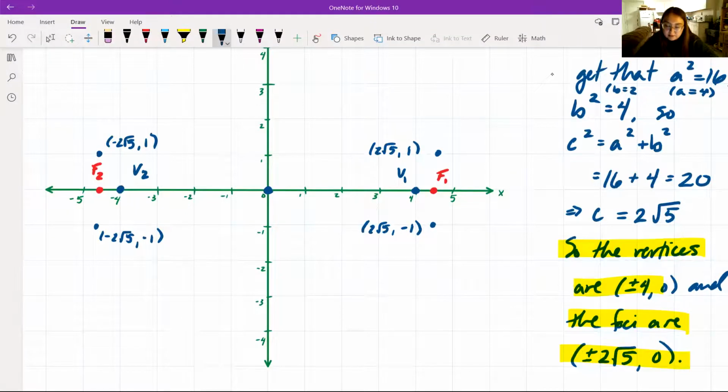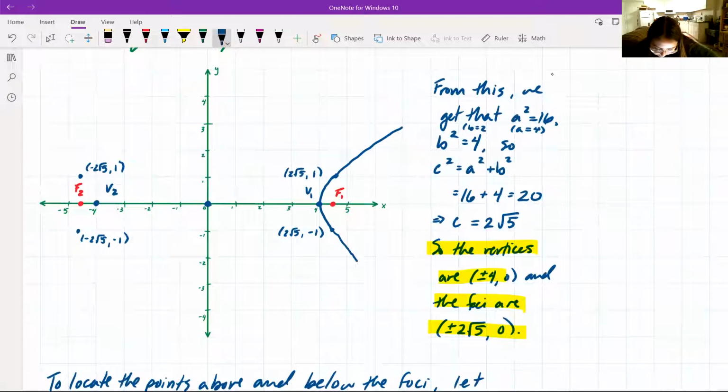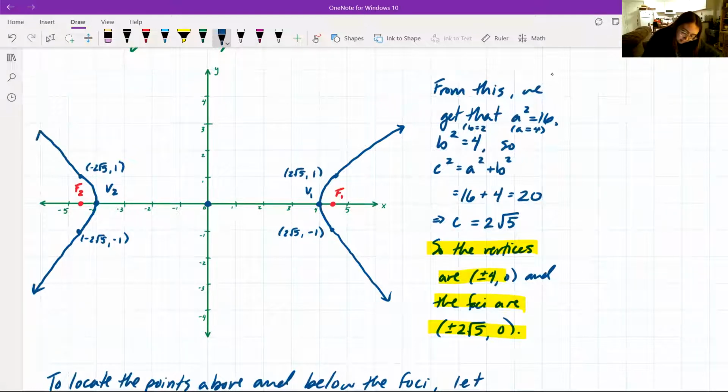So we have all the points that we wanted to draw. So now we just need to connect our points and estimate our branches. So connecting these points is going to look about that. So we just want to continue on our branch as much as possible. And there we have it. That would be our hyperbola.